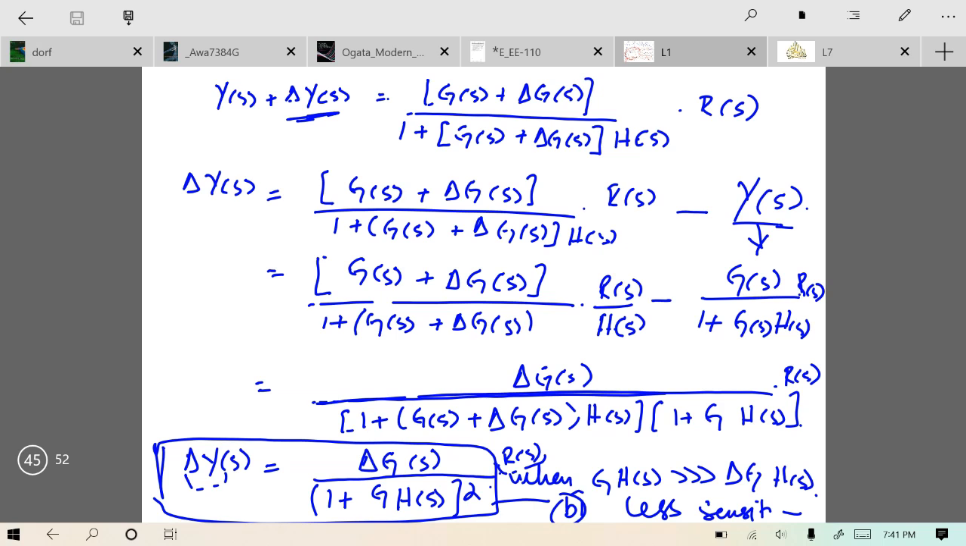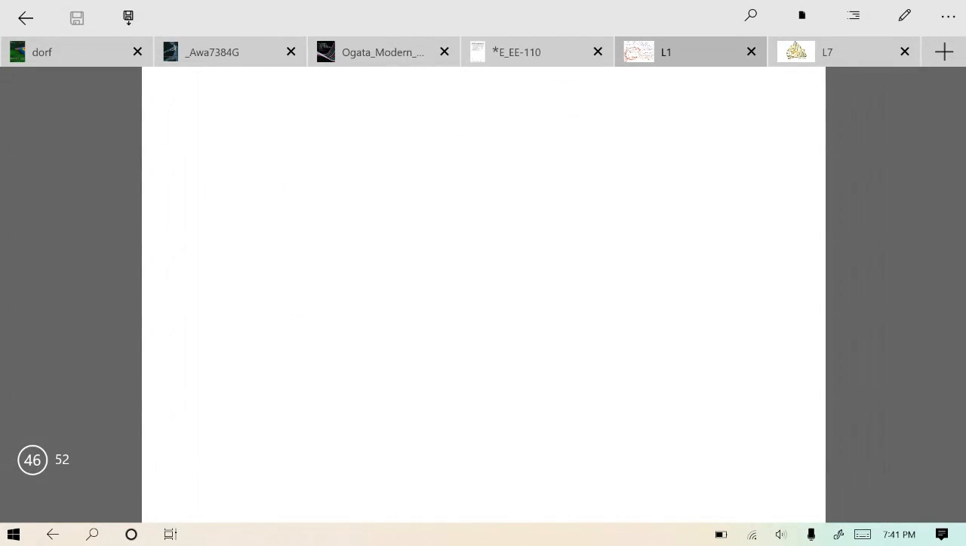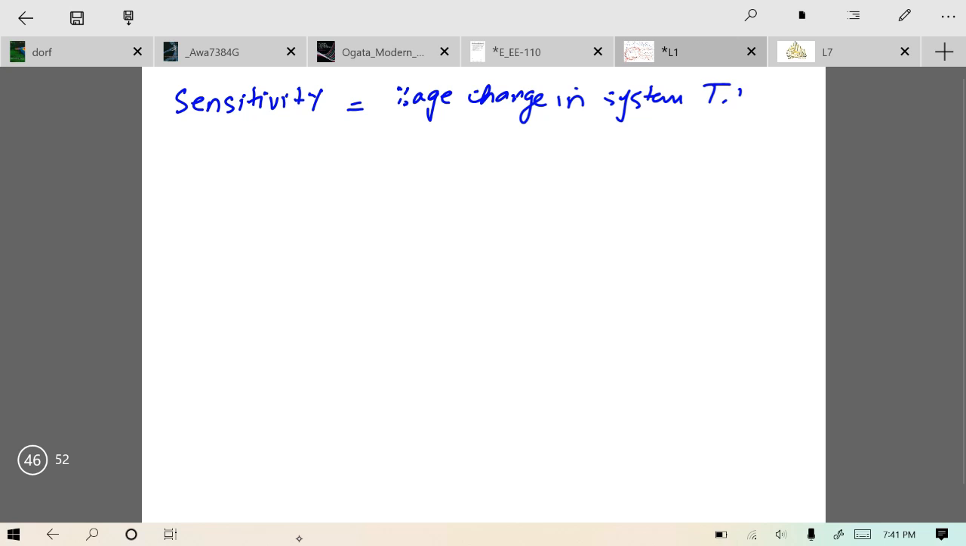With this result in hand, let's formally define what the sensitivity of the system is. I can write that the sensitivity of a system is equal to the percentage change in system transfer function divided by the percentage change in process transfer function.